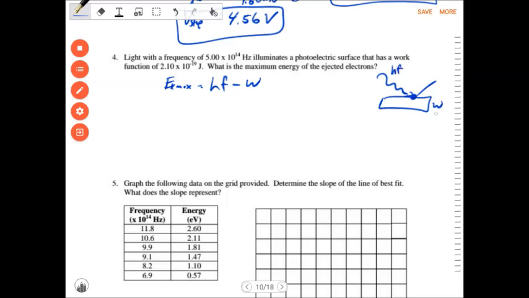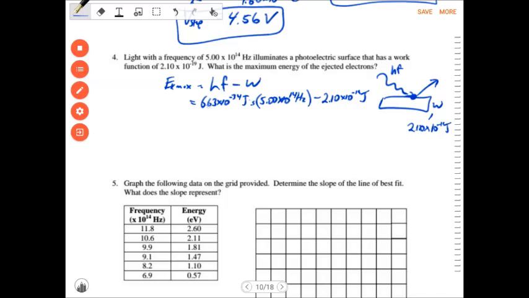The W is the energy it takes to kick off the electron. In that case, the work function is 2.10 times 10 to the negative 19 joules. That's the work function, and EK max is how much energy the electron has when it gets kicked off. So hf is 6.63 times 10 to the negative 34 joule seconds times the frequency, 5.00 times 10 to the 14th hertz, minus W, 2.10 times 10 to the negative 19 joules.